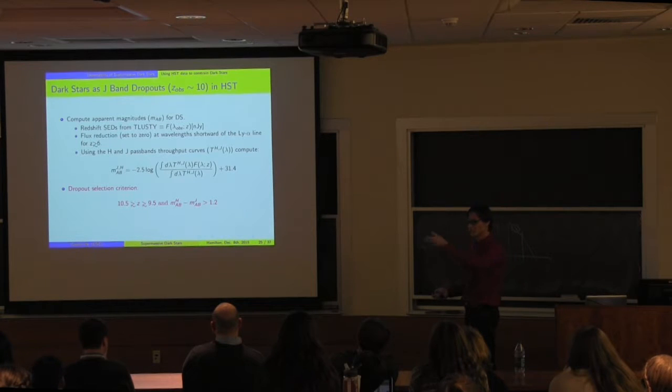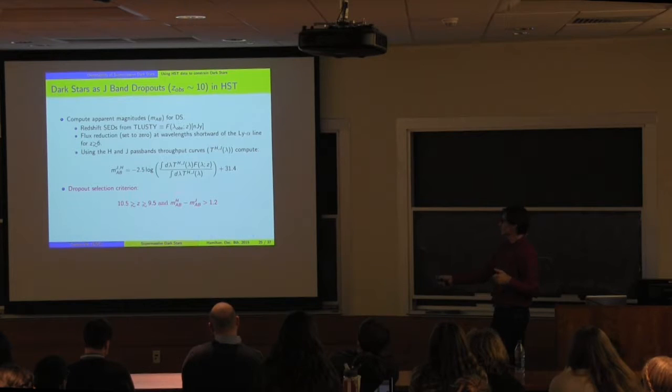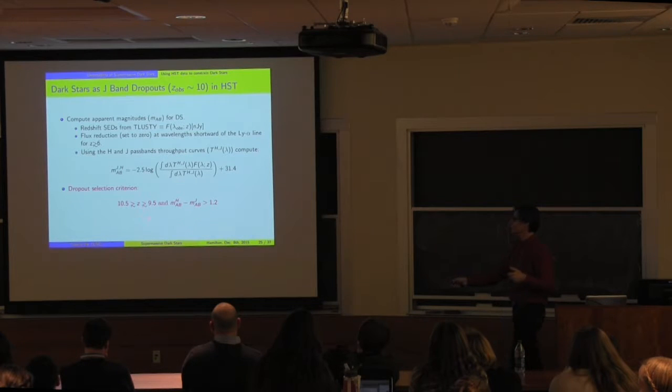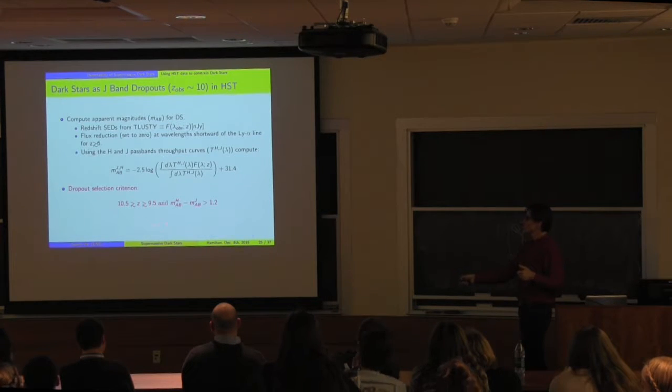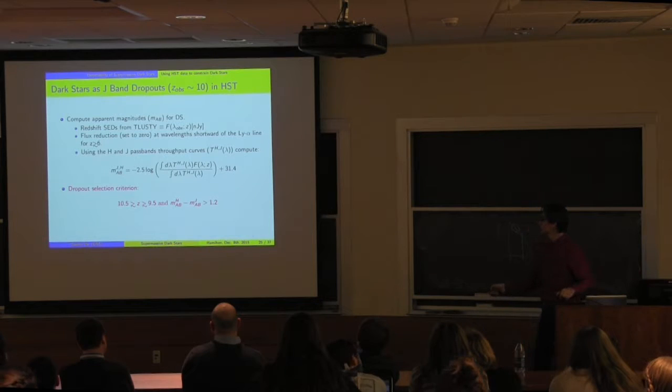In order to have detection, as I showed you before, you have to have dropout. And the dropout criterion is whenever the difference between the magnitudes, in this case J and H band, is 1.2. Then you're going to claim the detection of an object via photometric dropout at redshift roughly 10.